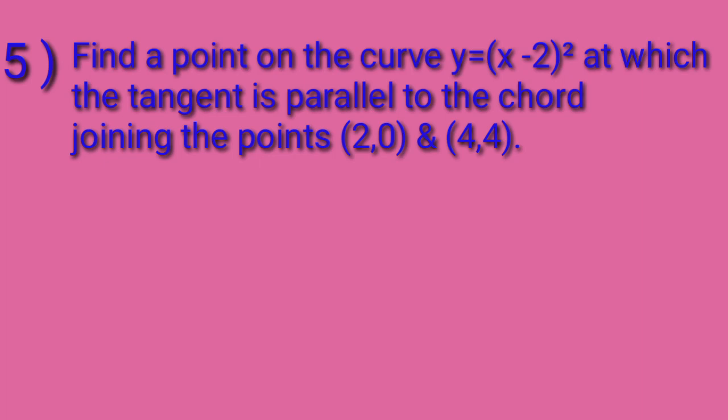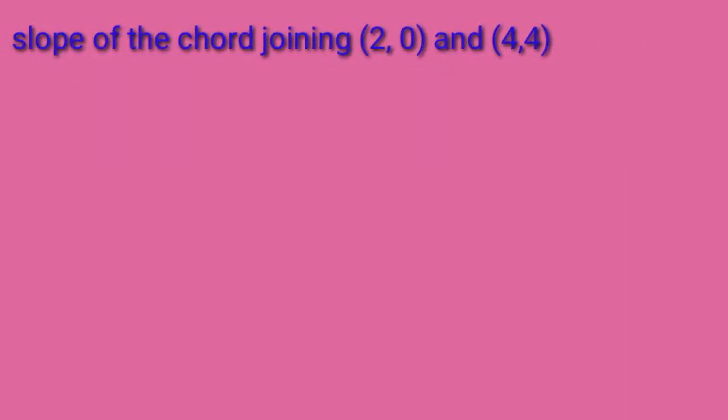So first we have to find out the slope of the chord there. As we know, if 2 points are given, we can find out the slope using the formula y2 minus y1 by x2 minus x1. Here 2, 0 and 4, 4 are the points. So y2 minus y1, that means 4 minus 0 by x2 minus x1, 4 minus 2. So the answer is 2. That is, the slope of the chord is 2 there. Since it is parallel to the tangent, it is same as the slope of the tangent. That means slope of the tangent is also equal to 2.